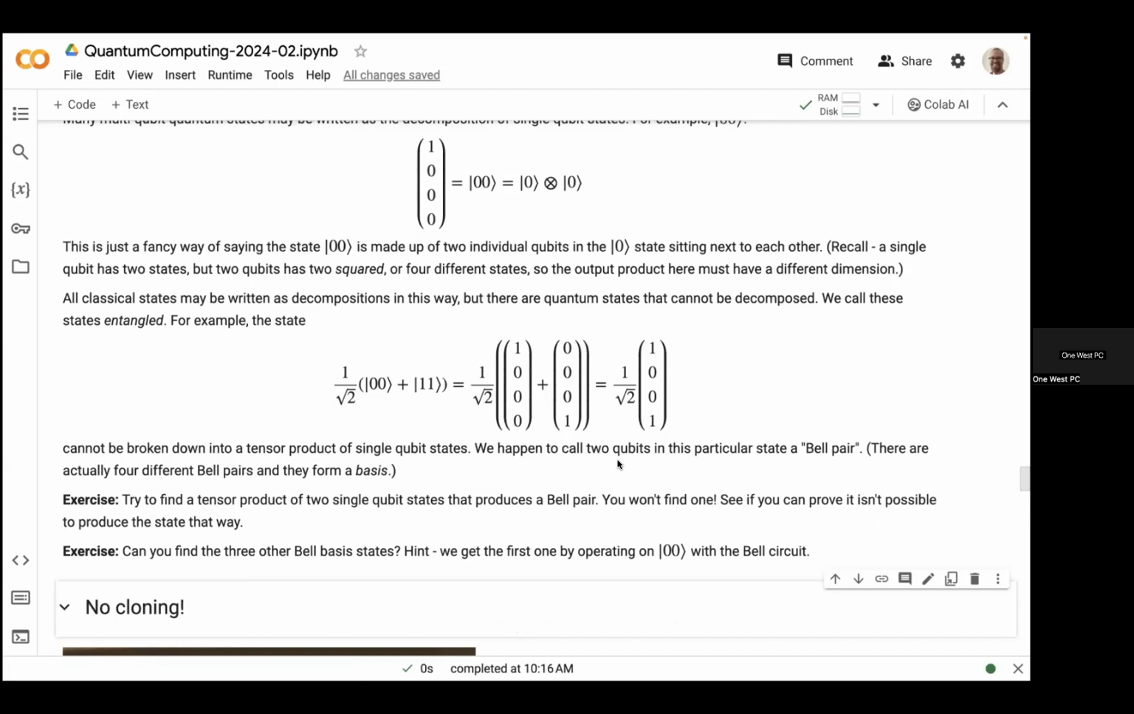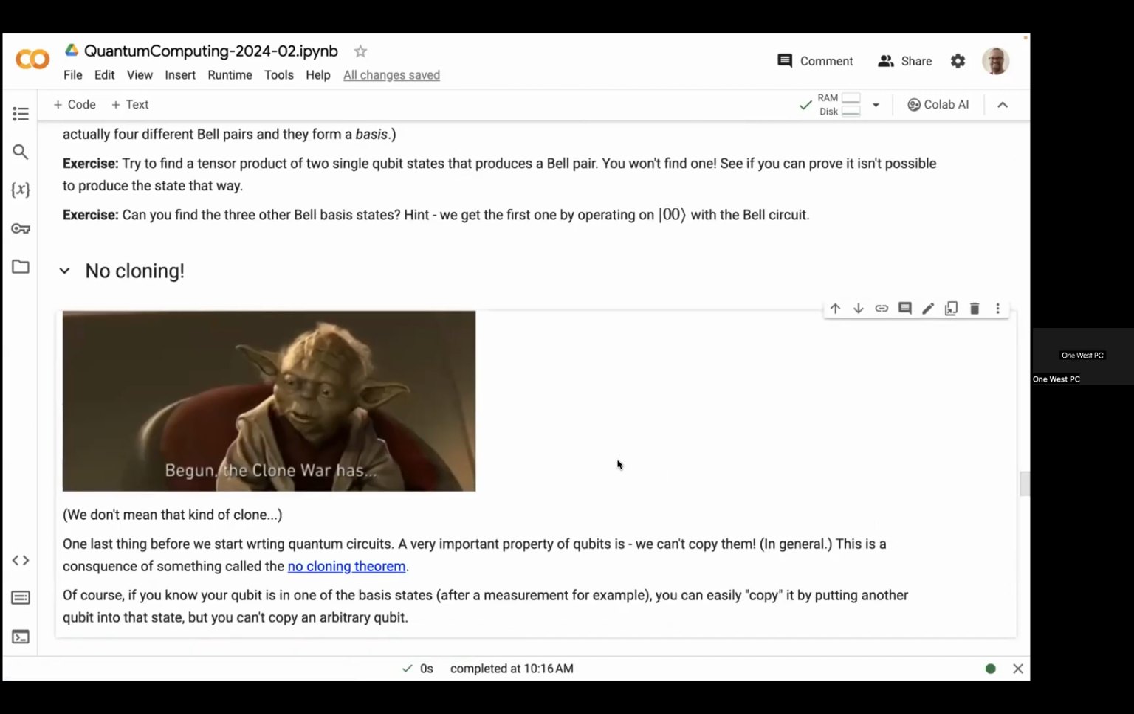All right. The last thing that you need to know for writing quantum programs is that there's no cloning. I'm not talking about this kind of clone, in terms of the Clone Wars, but a very important property of qubits is that you can't copy them, in general.